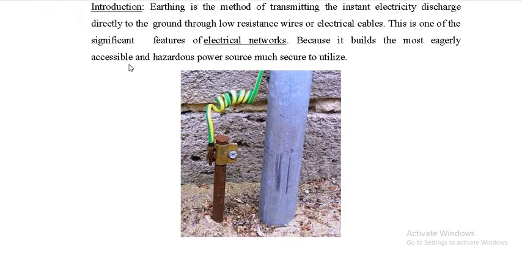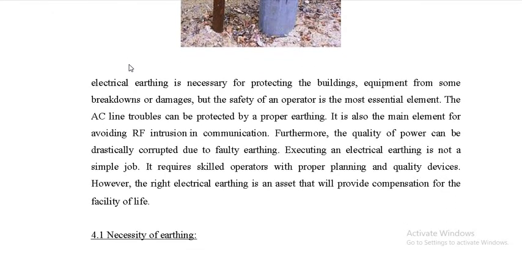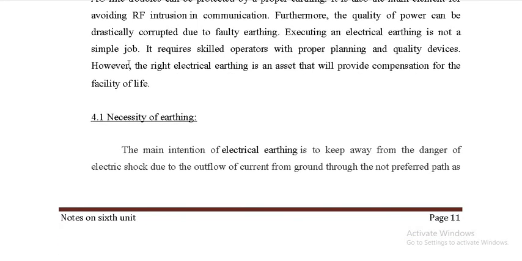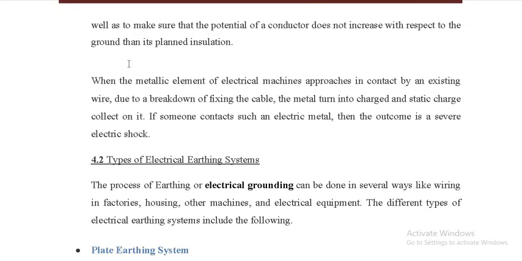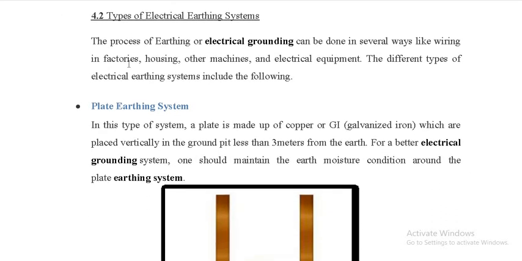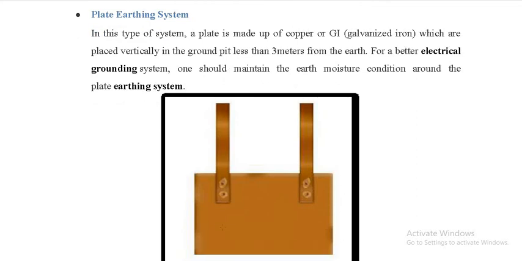There are different types of how earthing is done, so let us move to those types. You can go through this a bit later. I also talked about the necessity of earthing. So what are the different types of earthing? One is called plate earthing. There is a plate you can see over here like this, and this plate is grounded.